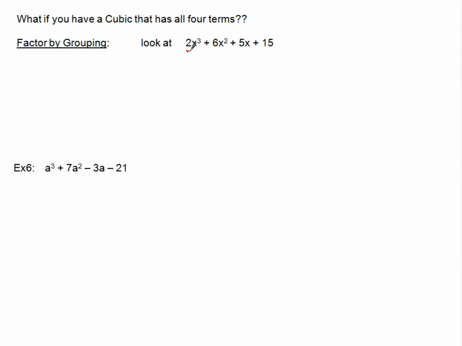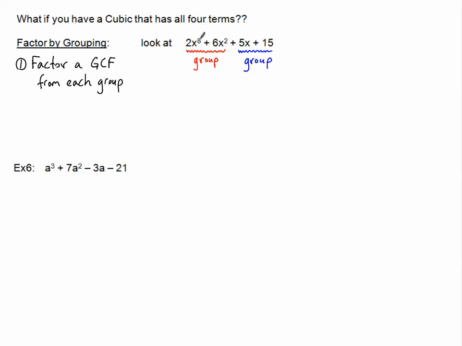What we're going to do is take the first two terms and group them together. So I'll just call that a group. This will be my red group. And we're going to take the second two terms and group them together as well. So I'll call this my blue group. So what we're going to do, step one, is factor a GCF from each group.